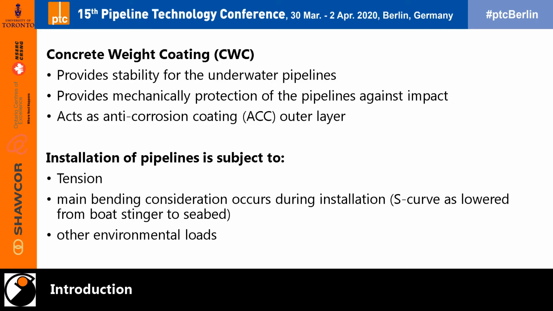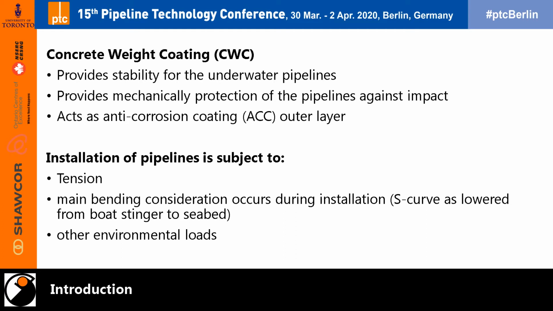Pipeline concrete weight coating consists of a few layers, such as CWC, which stands for concrete weight coating. Then underneath this layer there is a reinforcement layer that can be of different types of reinforcement. Underneath that is ACC, which stands for anti-corrosion coating, and the last is the line pipe. The main function of it is to provide bottom stability to submarine pipelines. It is also commonly used as a method for mechanical protection of the pipeline against impact.